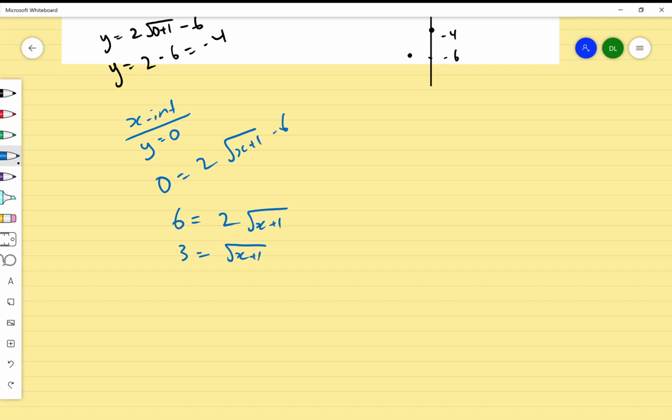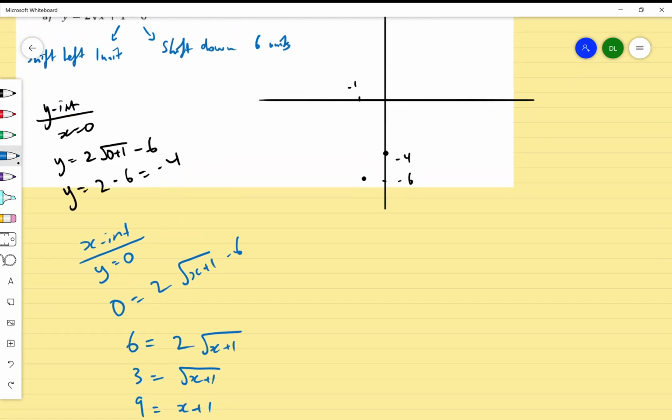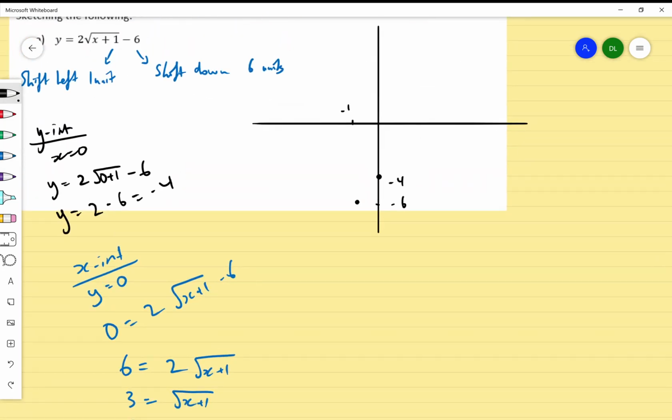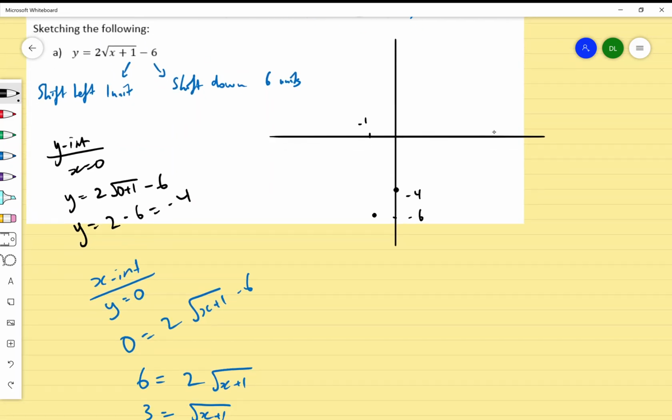As you probably guessed, the next step is to square both sides. We end up with 9 equals x plus 1. Then finally, we take away 1 on both sides. We get 8 equals x. And so I know that my x-intercept is at x equals 8, about here. I can connect the dots, and my graph is going to look just like that.